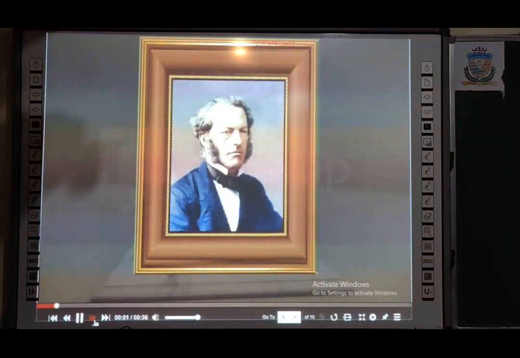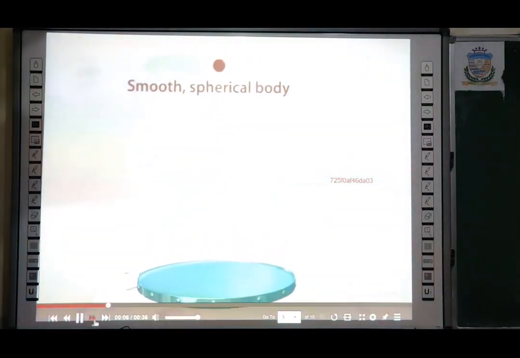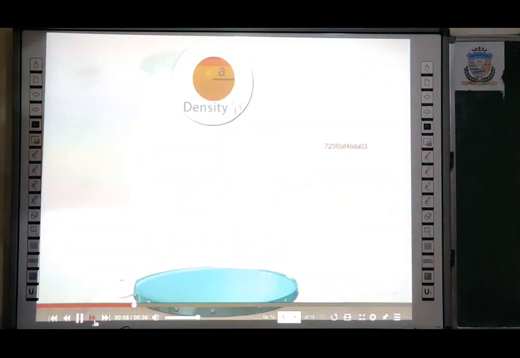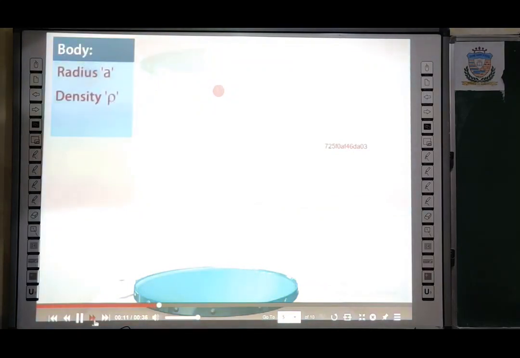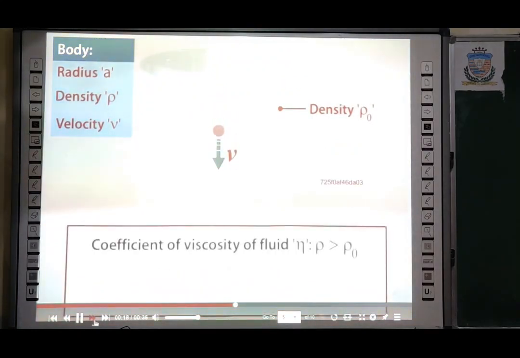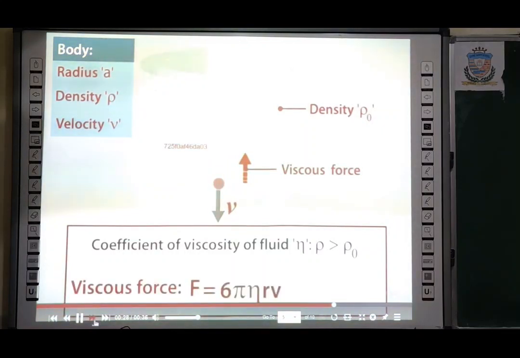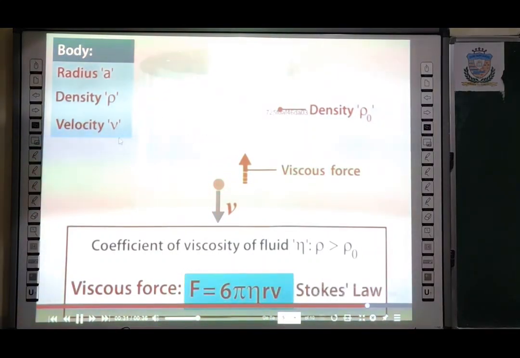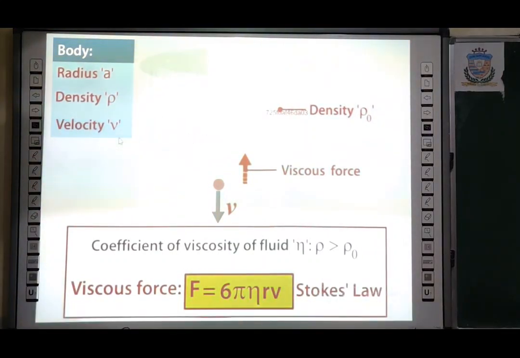British scientist George Stokes showed that when a smooth spherical body of radius a and density rho moves with a velocity v in a viscous medium of density rho naught and a coefficient of viscosity of fluid eta, if rho is greater than rho naught, it is acted upon by a viscous force given by F is equal to 6 pi eta a v. Let us now see how we get this expression for force.